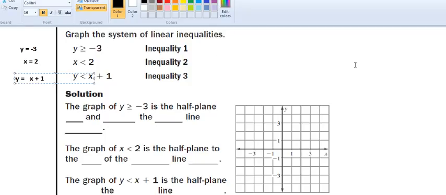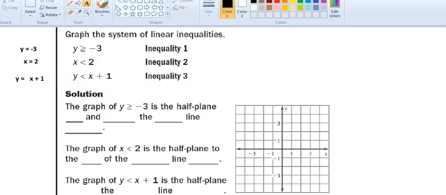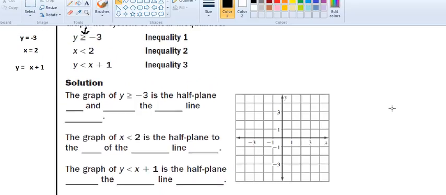We've got to graph y equals -3. Now this is going to be a solid line because of this thing right here. Let's go ahead and graph that. Right here at y equals -3, that's a vertical line, I'm sorry, a horizontal line, running from left to right. It's going to be solid because of the greater than or equal to sign. The next thing we have to do is test it.